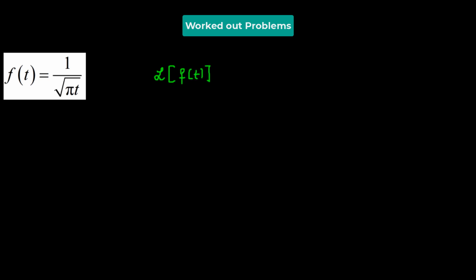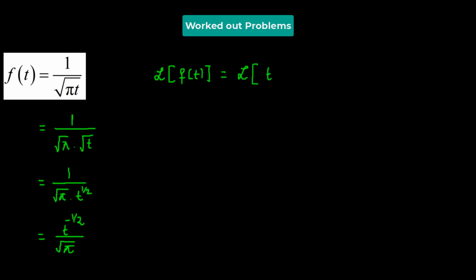First, we can rewrite the given function as 1 over square root of pi times square root of t, which is equal to 1 over square root of pi times t raised to the power of half, or t raised to the power of negative half divided by square root of pi. So we're going to determine the Laplace transform of t raised to the power of negative half divided by square root of pi. Now 1 over square root of pi being a constant, we can pull it out of the operator.